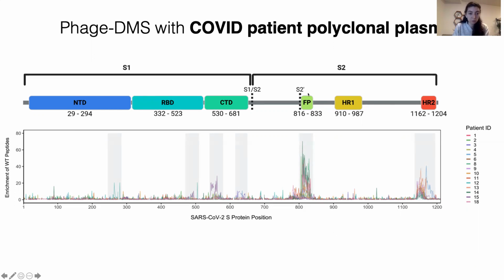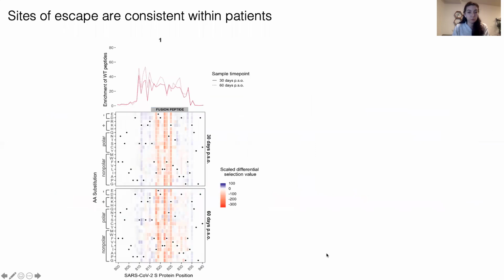I'm just going to zoom in to the fusion peptide region here, and we're going to examine the escape mutations for a few different patients. I'm just going to start with one patient. This was patient number 1 here. On the top here is, again, the enrichment of wild type peptides in this region, colored by the different days post-symptom onset. You can see that at 30 and 60 days post-symptom onset, the escape profiles are very similar. So there doesn't seem to be much evolution happening, at least on the antibody side, between day 30 and day 60 post-symptom onset. The escape mutations are pretty much the same.